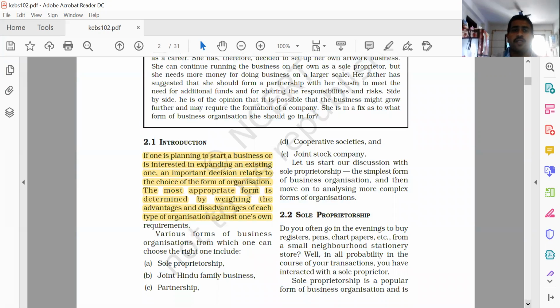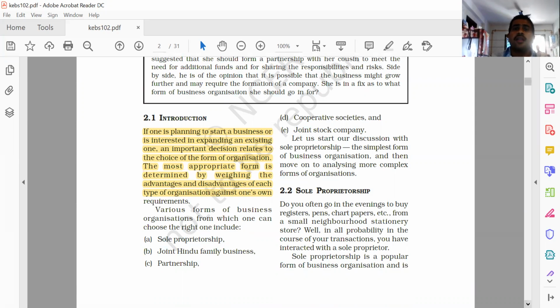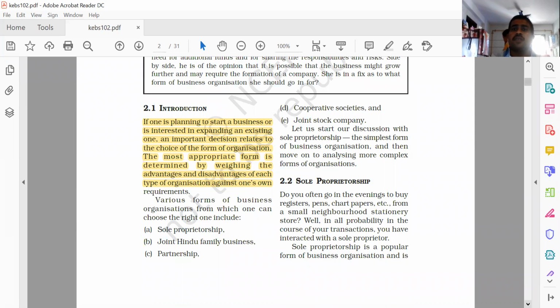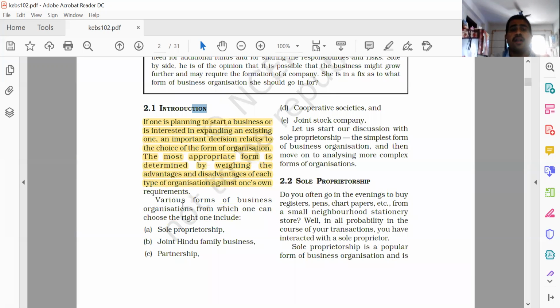So, if one is planning to start a business or is interested to expand the existing business, the decision to be taken is which form of business is to be selected, right? And the person has to think about the advantages as well as the disadvantages as per his own requirement, right? Now let's take the example, what are the various forms of organization from which we can have the choice.